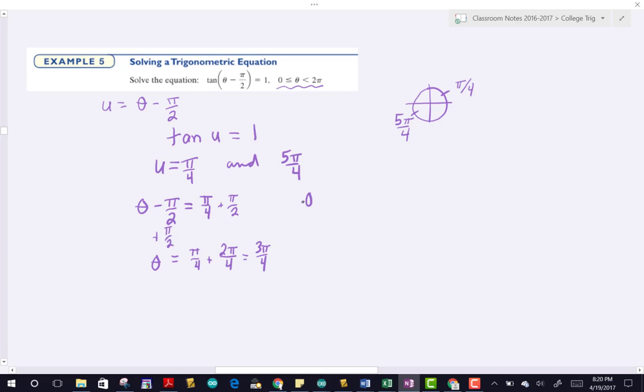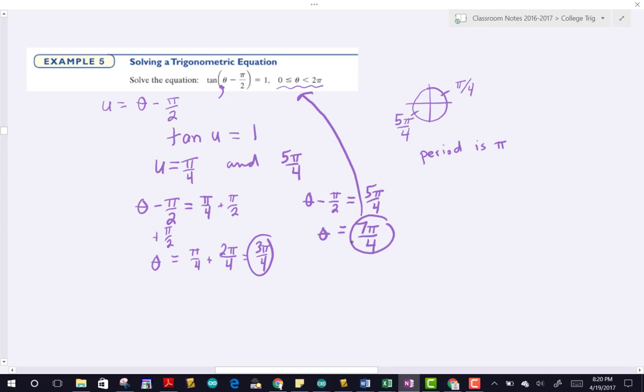For my other solution, theta minus pi over 2 equals 5 pi over 4. I'm going to add pi over 2 again, which is 2 pi over 4. So I've got 7 pi over 4. There's no number in front of the theta, so the period of tan is pi. 3 pi over 4 and 7 pi over 4 are both inside that range.